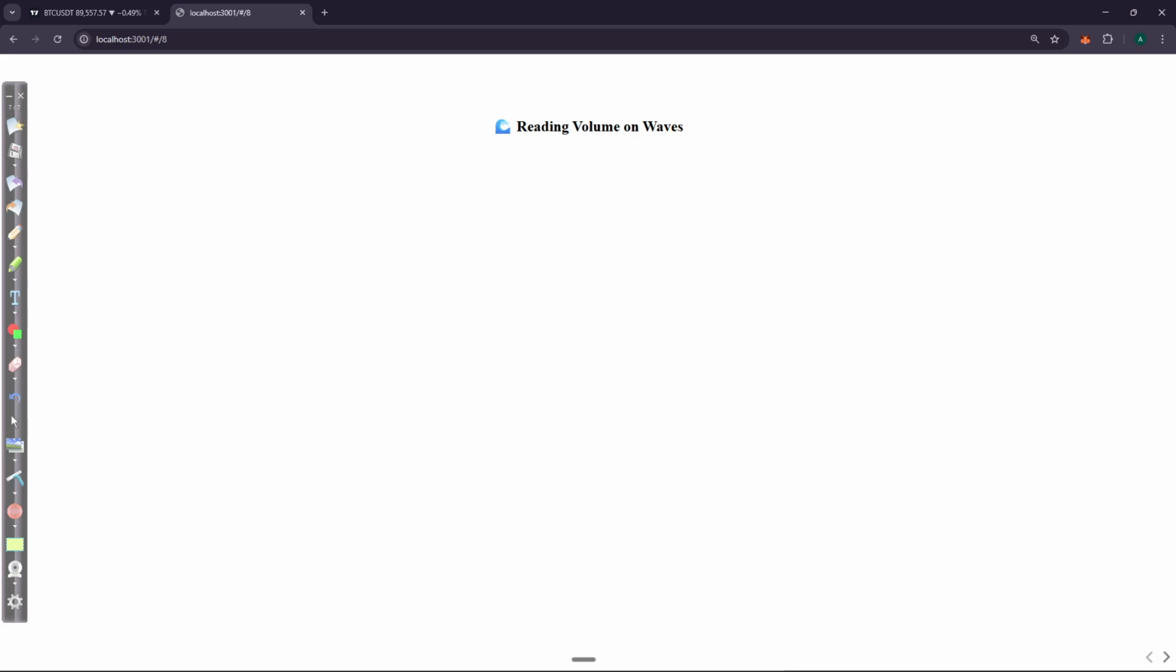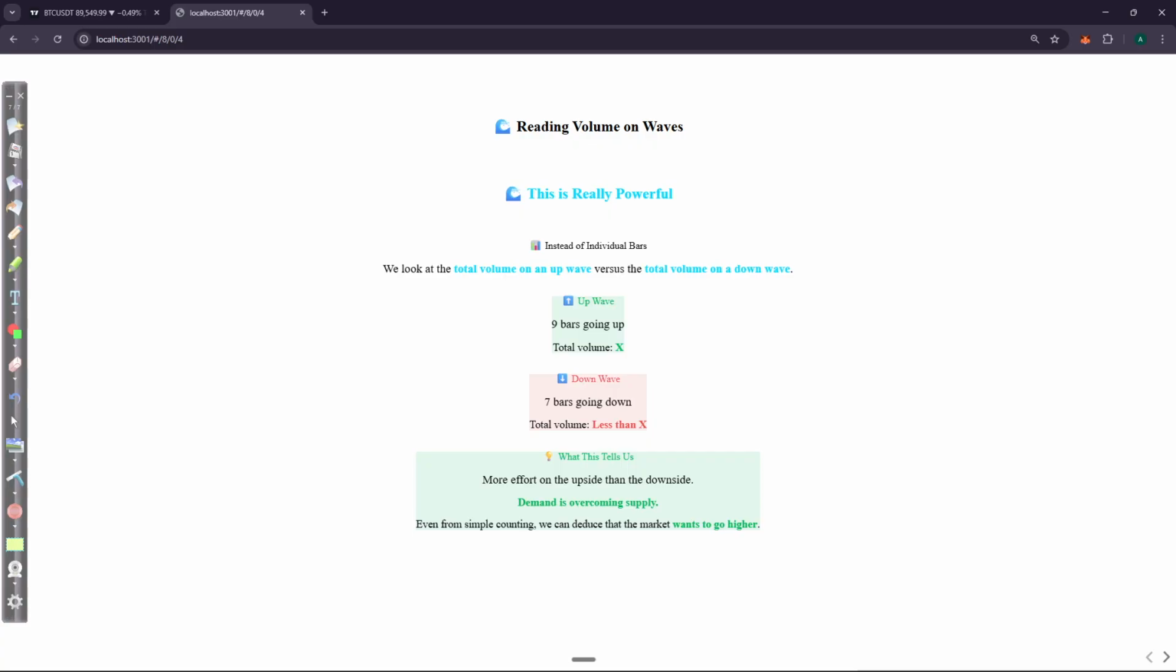So let me teach you how to read volume across waves. This is really powerful, guys. Instead of looking at individual bars, we will be looking at the total volume on the up wave versus the total volume on the down wave. Okay. So let me show you this example. Suppose in an up wave there are 9 bars going up. What we will do, we will total the volume of each candle, right, and plot that number. Okay, and we can do the same for the down wave. Now, what does this tell us? More effort on the upside than the downside.